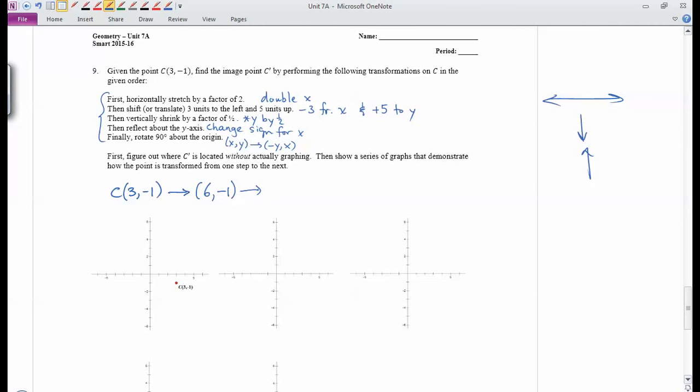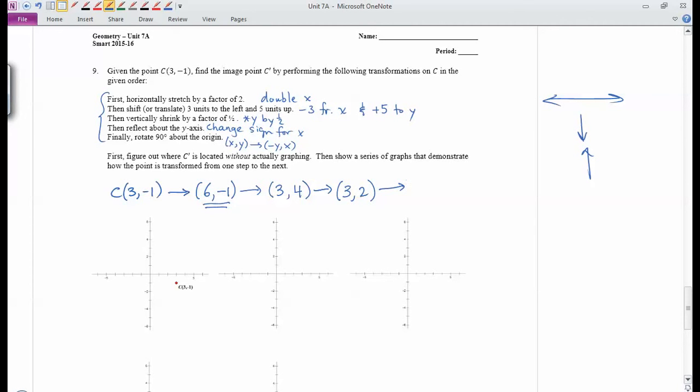Then I'm going to shift it 3 to the left and 5 up. So I'm taking this point now and subtracting 3 from the x and adding 5 to the y. So -1 plus 5 is 4. Then I'm vertically shrinking by a factor of a half. So I'm going to take the y value and shrink that by a half, so it's multiplying it by a half. I'm going to get 3, 2.